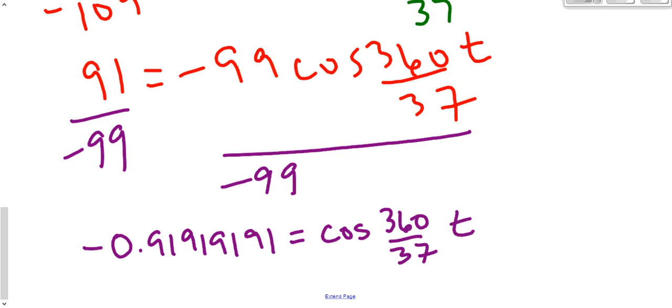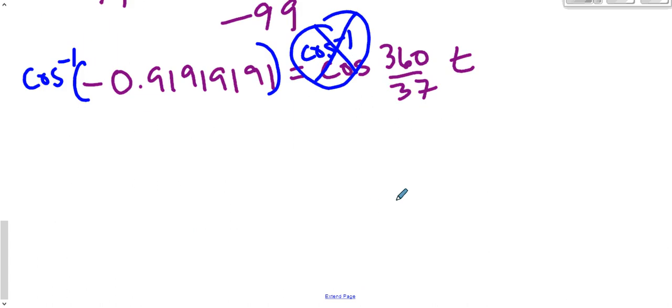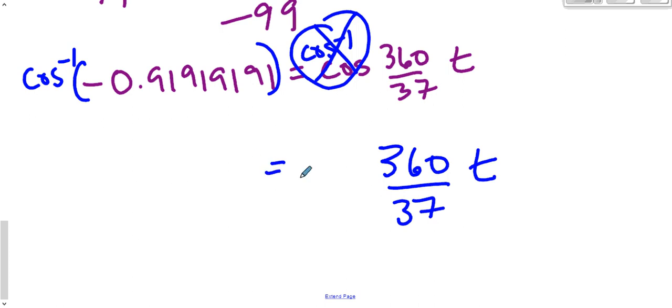Now I want to get rid of the cos. Remember, to get rid of a cos, we have to do the inverse. So cos inverse. But of course, what I do to one side, I have to do to the other side. These will cancel, which is great, leaving me with 360 over 37t. And over here, I want to go shift cos of that answer, and I get 157.